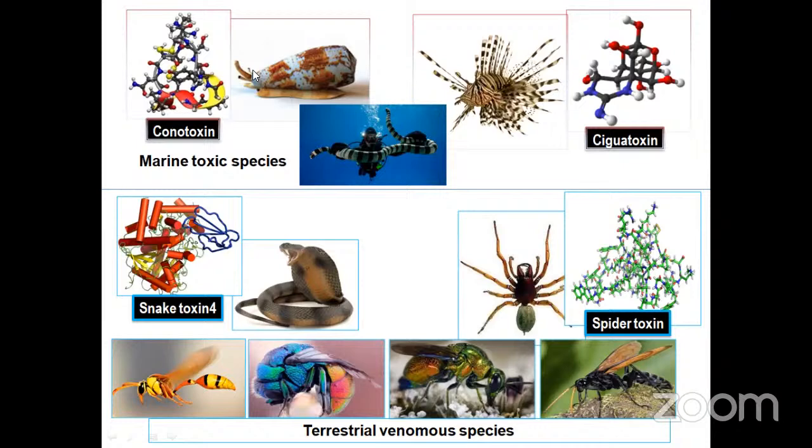Now you can take the picture which is represented here: you can take the sea snake, the cone snail, and the lionfish. All these are highly toxic substances which can be used for catching prey, and they were compared with the terrestrial venomous species also.